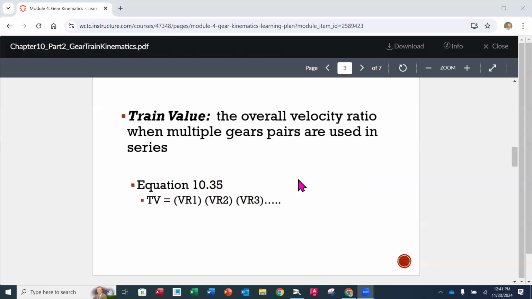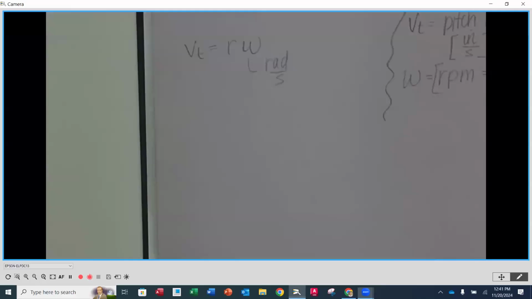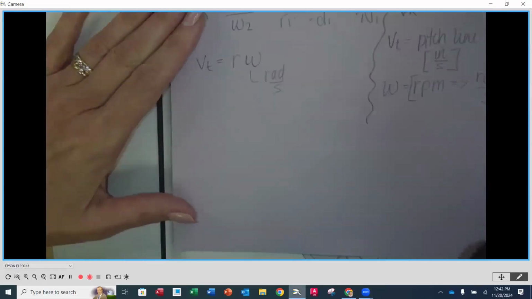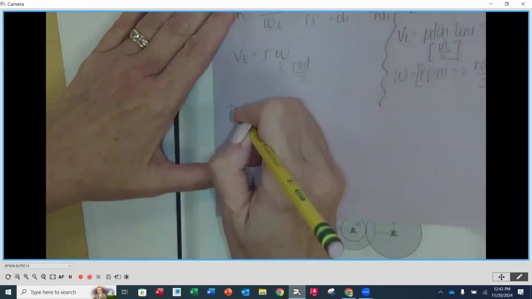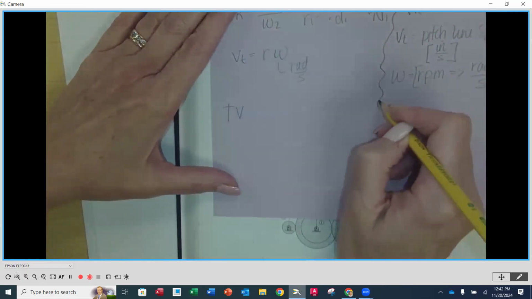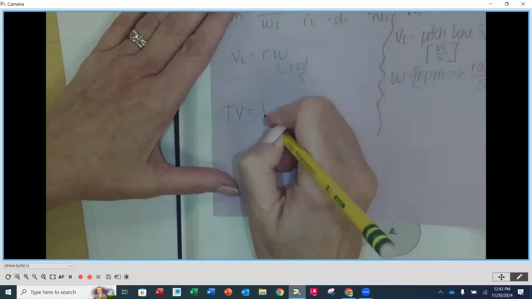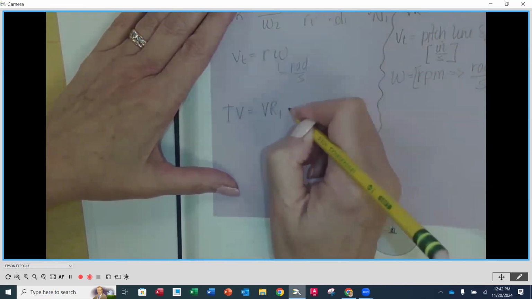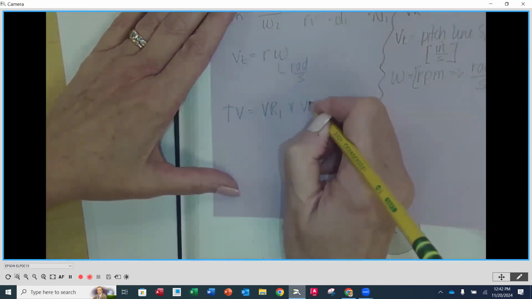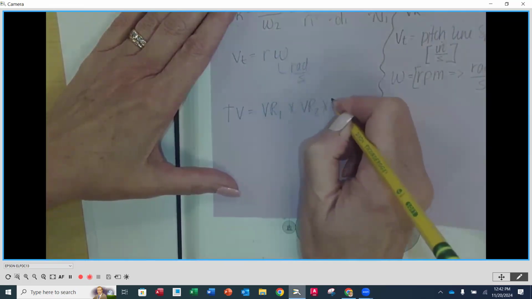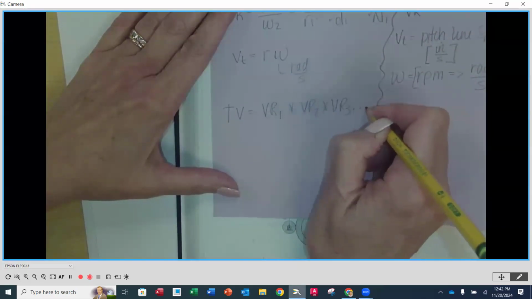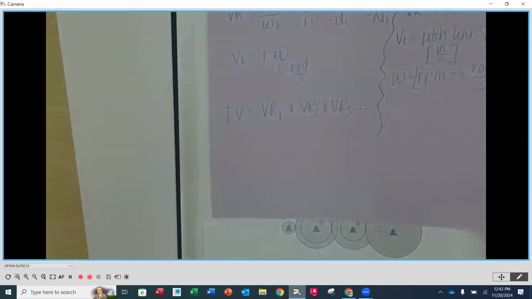So this is something that we're going to add to our equation sheet. I'm going to go underneath here now, and we're going to add TV, which is our train value. We'll put that over on the left-hand side here. It's going to be equal to velocity ratio 1 times velocity ratio 2 times velocity ratio 3, and so on for however many gear reductions you would end up having. Each one of these velocity ratios is what we call a reduction.